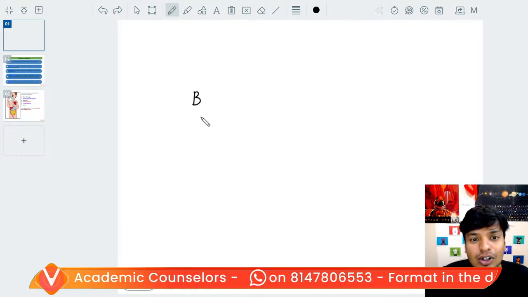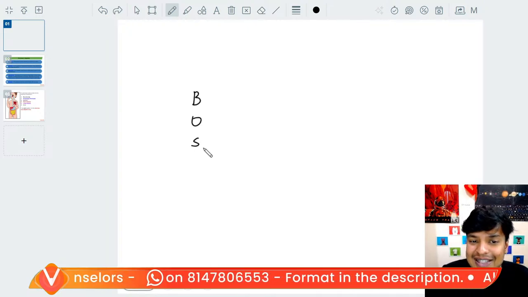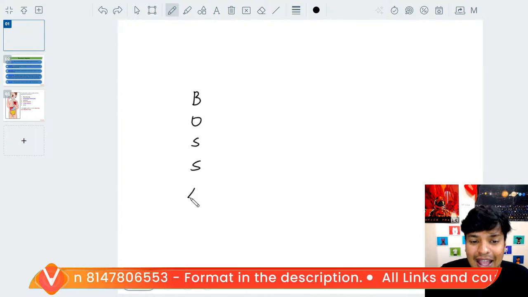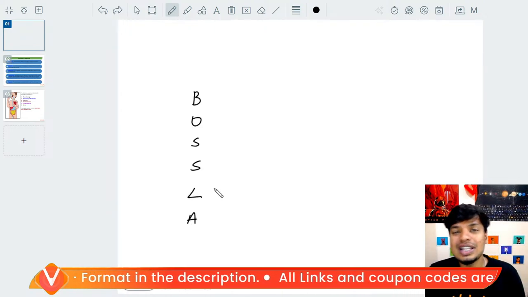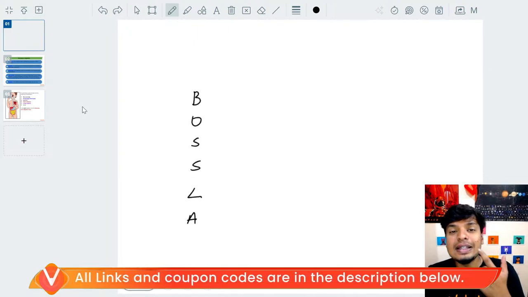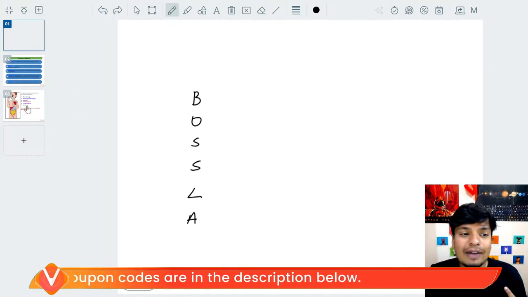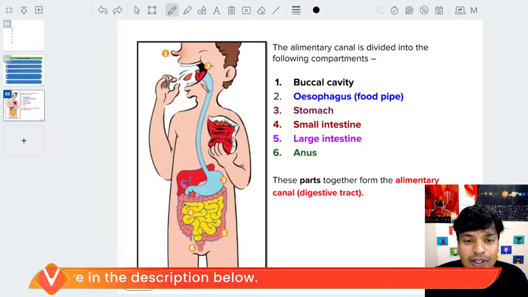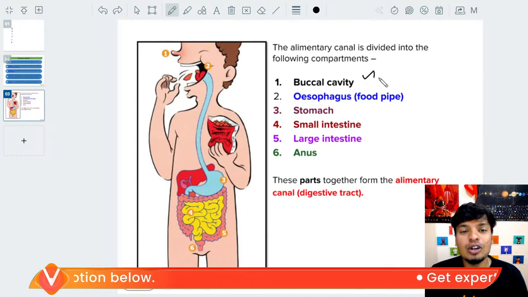B O S S L A. BOS LA. What does this mean? First, it starts in the buccal cavity. Buccal cavity is your mouth, right? Look at this. Buccal cavity is your mouth.